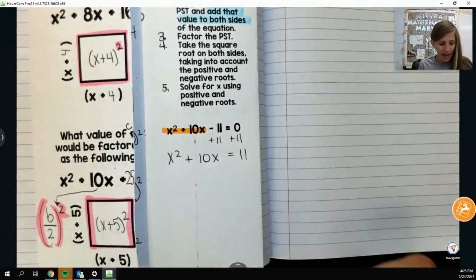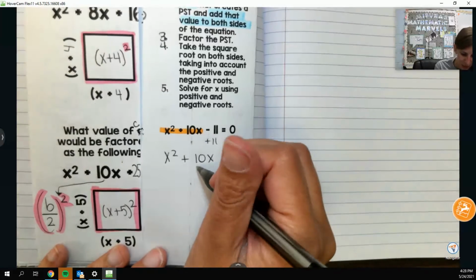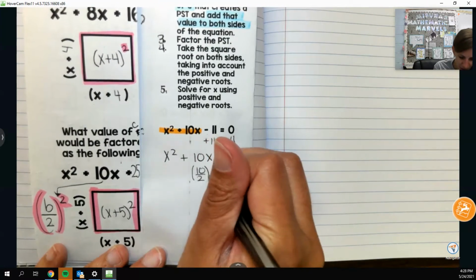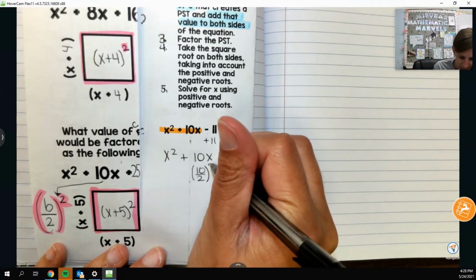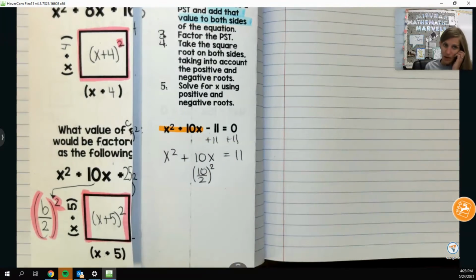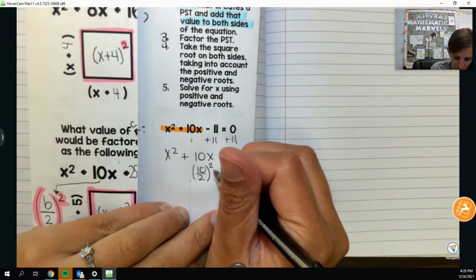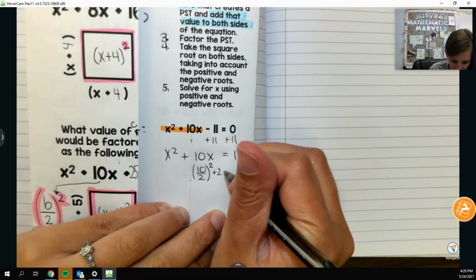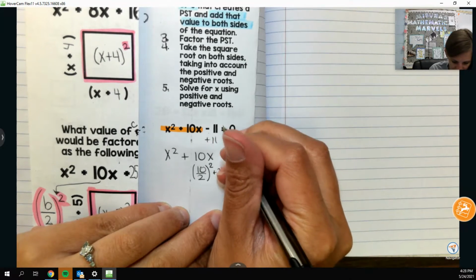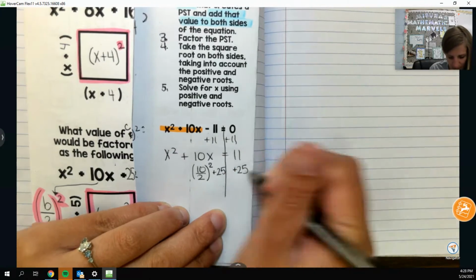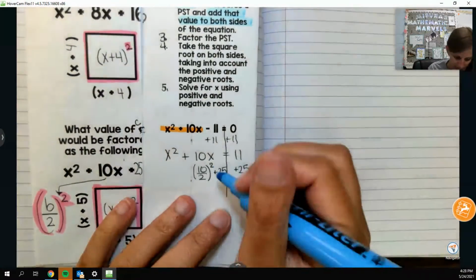So to figure out that magic C value, we have to take B in half and then square it. So B in half is 5, squared is 25. So I'm going to add 25 on this side of my equation, and whatever I do on one side, I have to do on the other. So I'm going to also add it on the other side.